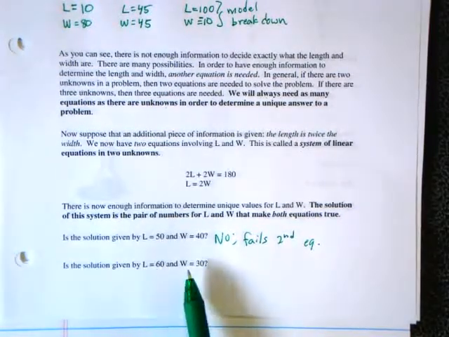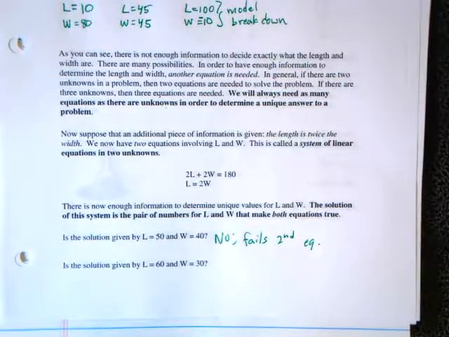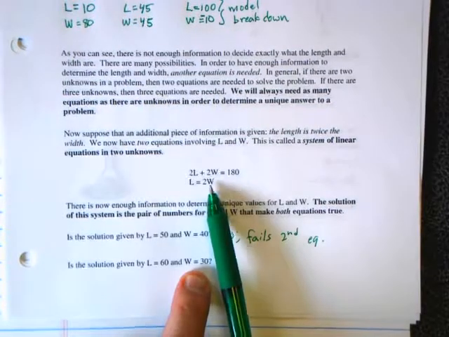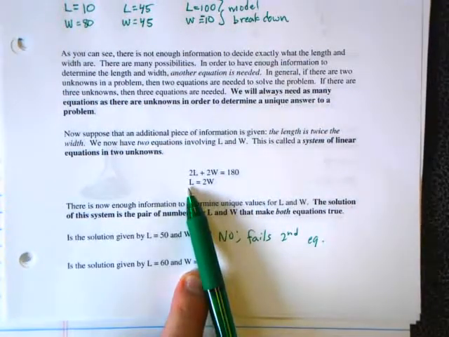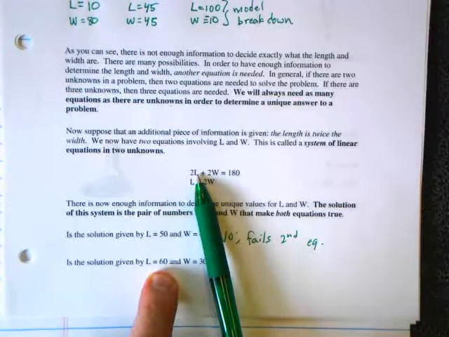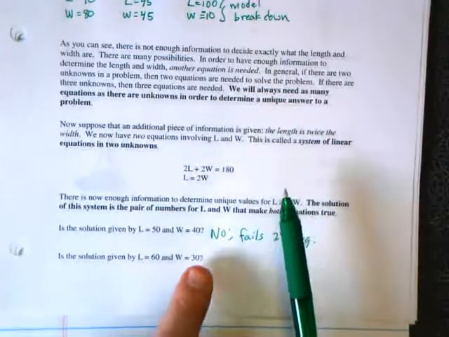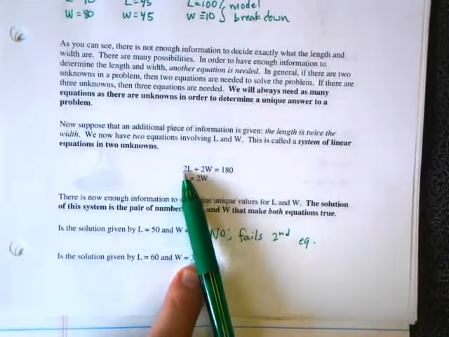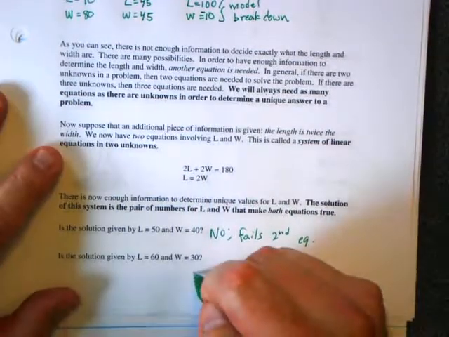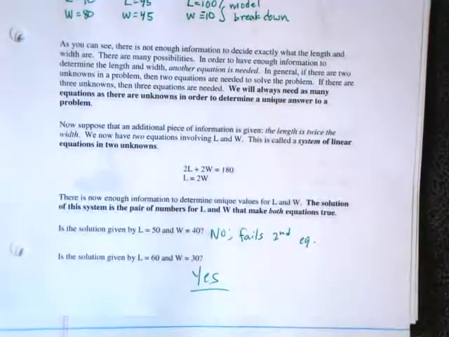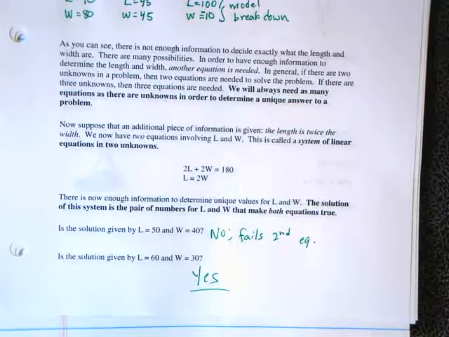Is the solution L equals 60, W equals 30? 30 times 2 is 60. Let's see. 2 times 60 is 120. 2 times 30 is 60. 120 plus 60 is 180. So, yes, that is the correct answer. Questions on that? How did I come up with those 2 numbers? How did I come up with L equals 60 and W equals 30?